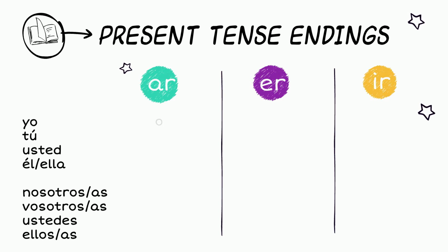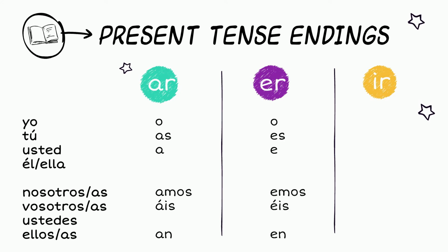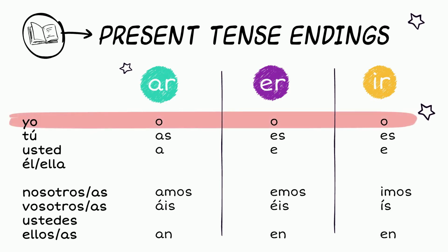AR verbs: o, as, a, amos, áis, an. ER verbs: o, es, e, emos, éis, en. And IR verbs: o, es, e, imos, ís, en. Remember that the yo form is the same for all 3 categories of verbs. Also, the ER and IR endings are only different in the nosotros, nosotras, and vosotros, vosotras forms.